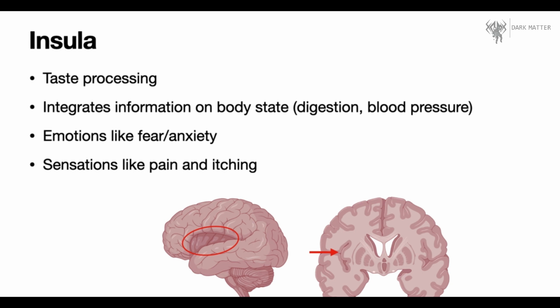We know that it is the center for taste processing, but it can also integrate information about different aspects of the body state, such as digestion or blood pressure. It also appears to play a role in emotional processing, particularly in fear and anxiety, and it can also process particular sensations like pain and itching.